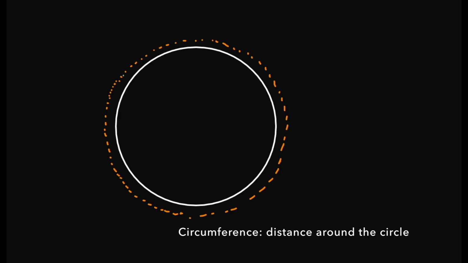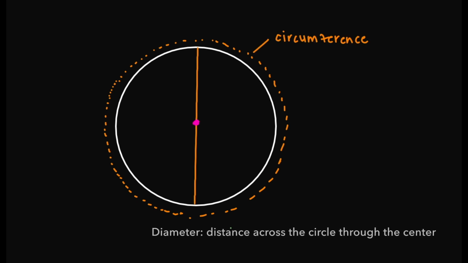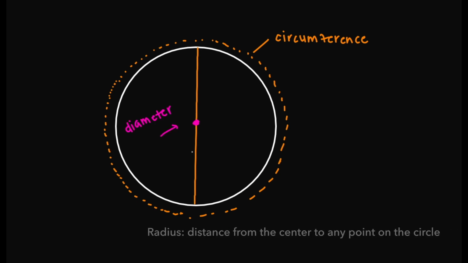Hey guys, welcome back. So today we'll be finding the area of a circle. And as a recap, your circumference of a circle is the distance around your circle. Remember that your diameter passes through the center of the circle. And then you have your radius, which is a line segment that has one endpoint at the center of the circle, and then the other endpoint is on the circle.